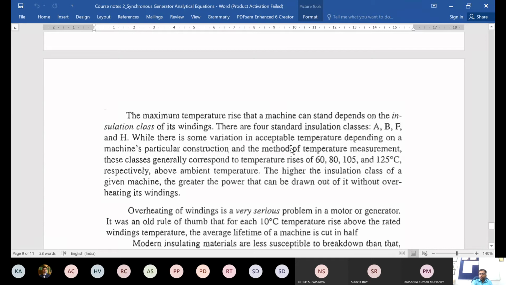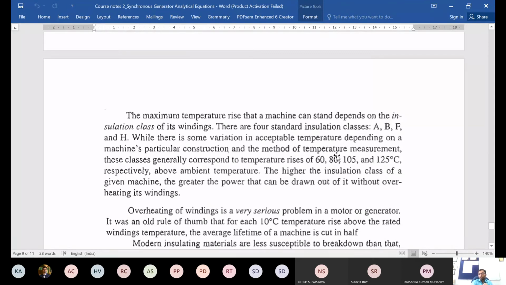So while there is some variation in acceptable temperature depending on a machine's particular construction and the method of temperature measurement, these classes generally correspond to a temperature rise of this much, respectively, above the ambient temperature. So class A insulation means it can tolerate up to around 60 degrees Celsius temperature rise above the ambient temperature. So if the ambient temperature is 25 degrees Celsius, it can go up to 85 degrees Celsius.